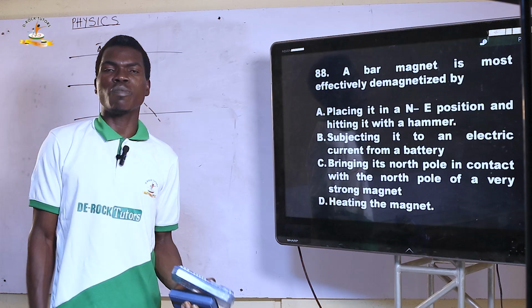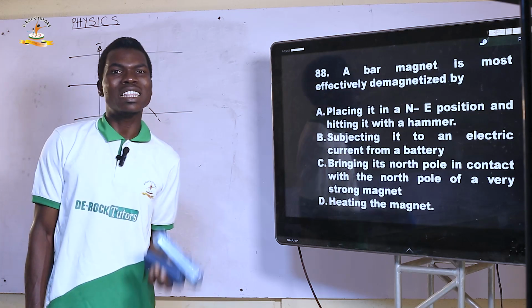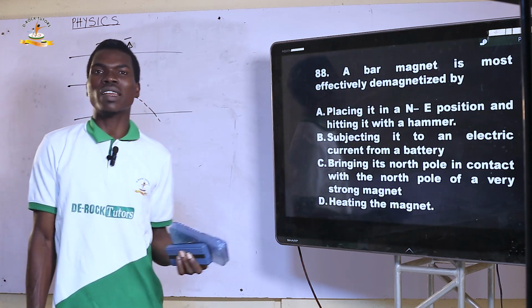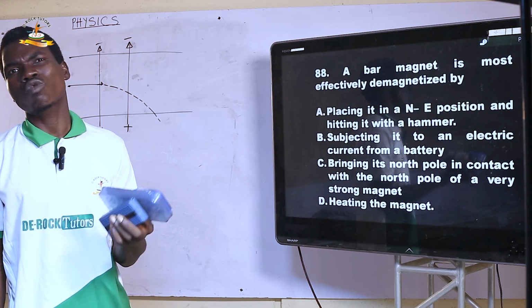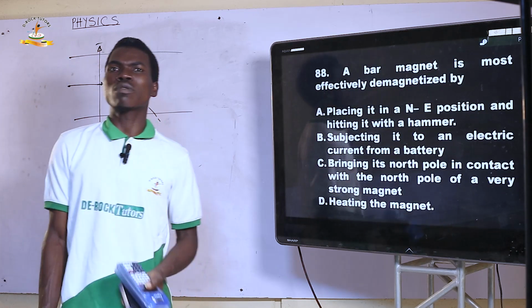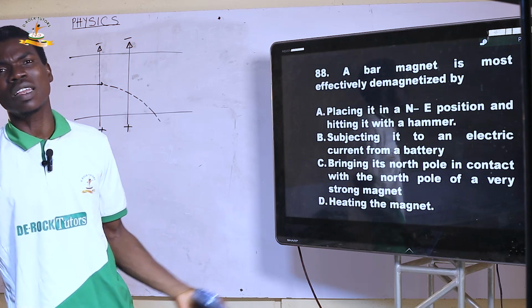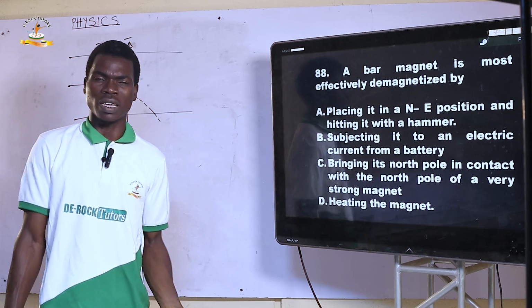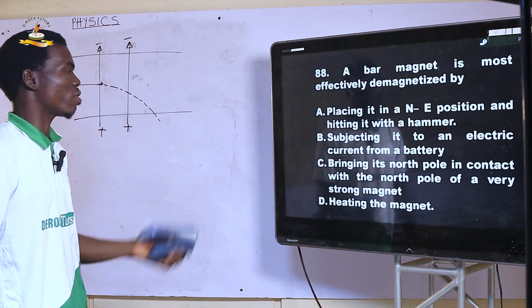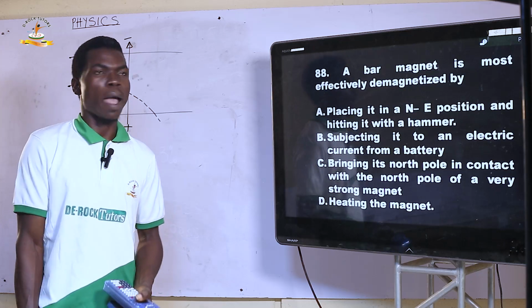D. Hitting the magnet. If you hit a magnet, like I told you, it is the most effective way of demagnetizing a magnet. No strong magnet will be heated up to a Curie temperature of about 5,000 degrees Celsius without losing its magnetic property. And that is the correct option. D is the correct option for 88. Next.